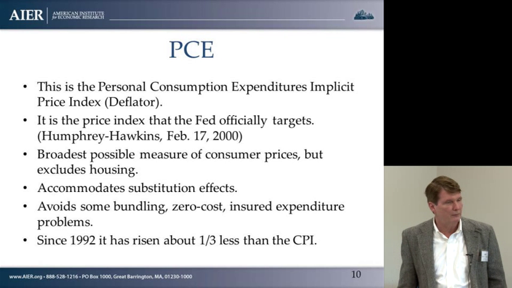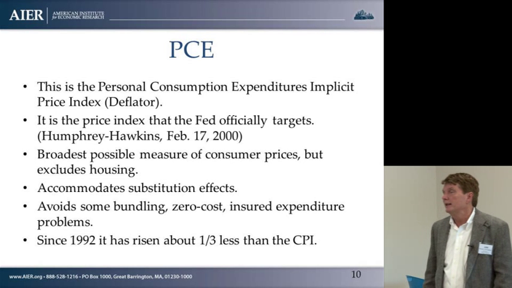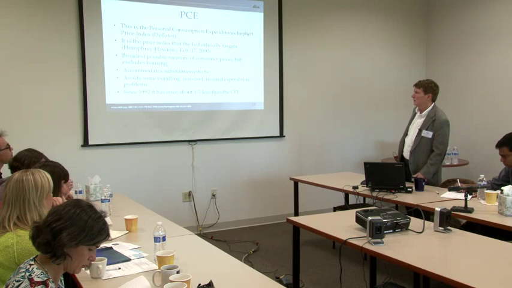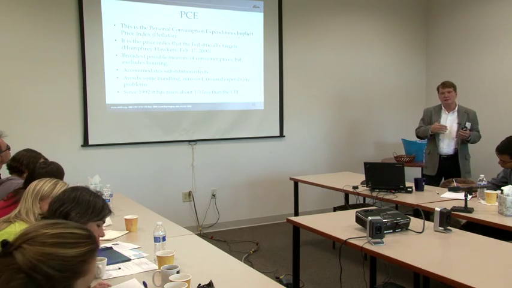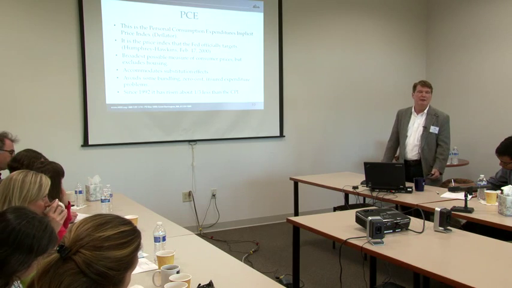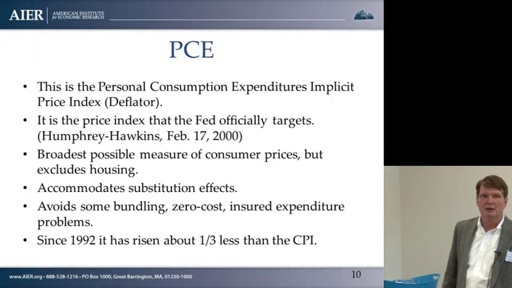It excludes housing because it's only consumer goods. Housing is an investment good, so it doesn't appear in consumption expenditure. So it is not as comprehensive in that sense. The PCE includes healthcare, whereas the CPI has very limited handling of healthcare, because you have issues with insured behavior and uninsured behavior and out of pocket, and all sorts of problems with that. You do get medicines and drugs that are captured in CPI, but the main healthcare part is problematic.